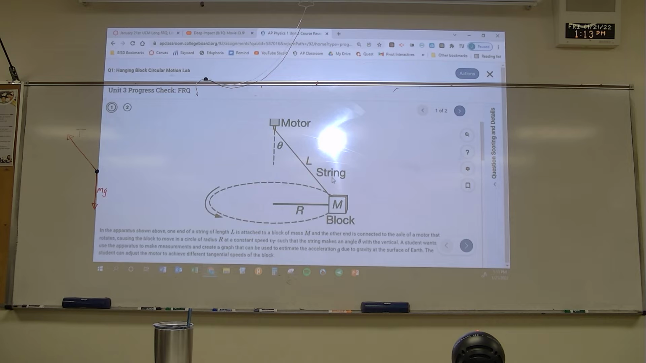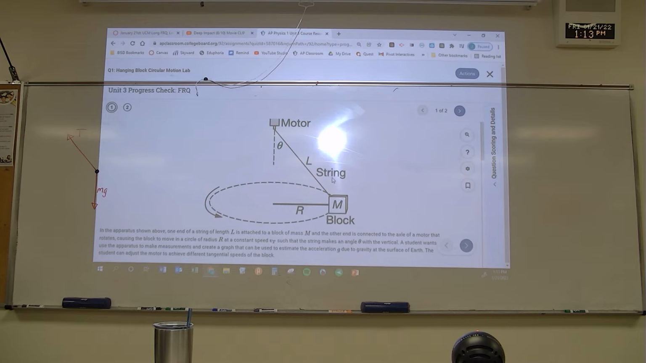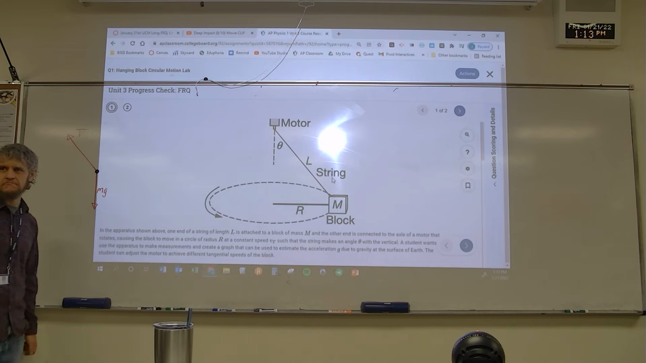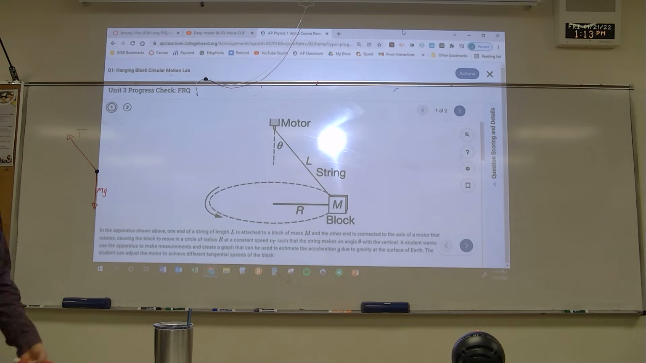Okay, and are there any other forces? Remember, if the answer is yes, you better tell me what is the agent of that force. What's causing that force? Are there any other forces? It's not the ground. So there's no other forces, so that's my answer.